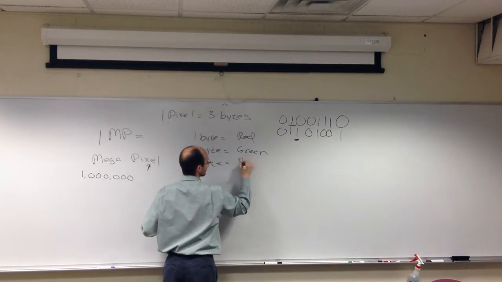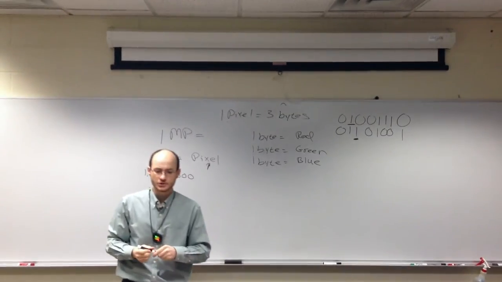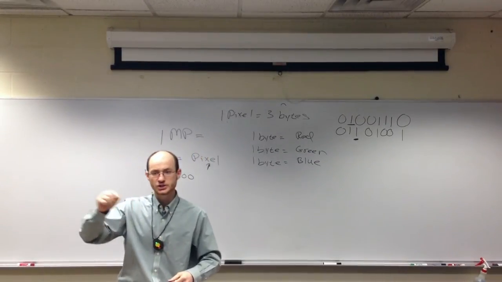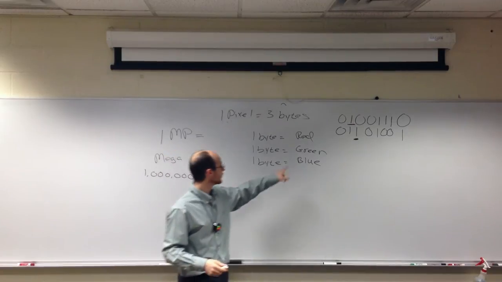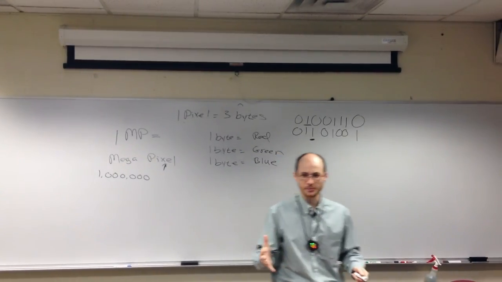Red, green, and blue, right? And this is why when you're shopping and you're looking at a monitor, you're looking at computer specs, it'll say RGB. This is where the RGB is coming from. It means your monitor understands the three primary colors.